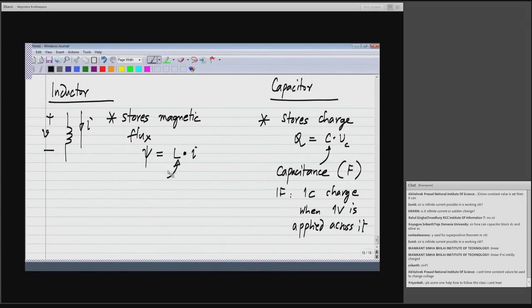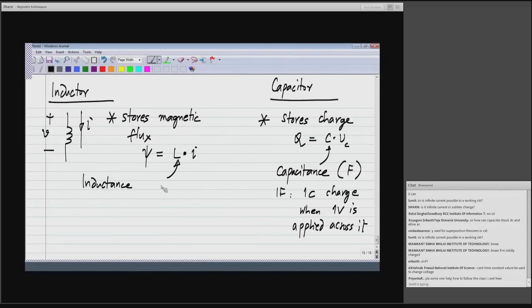And similarly, this is the inductance, and it's measured in Henrys. It turns out that 1 Henry is the inductance which will store 1 Weber of flux when 1 ampere of current is applied through the inductor.